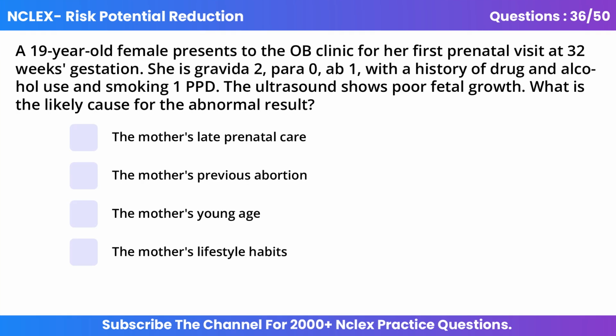Question 36. A 19-year-old female presents to the OB clinic for her first prenatal visit at 32 weeks gestation. She is gravida 2, para 0, AB1, with a history of drug and alcohol use and smoking 1 ppd. The ultrasound shows poor fetal growth. What is the likely cause for the abnormal result?